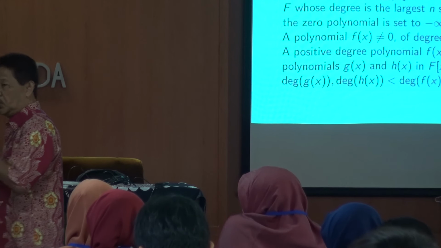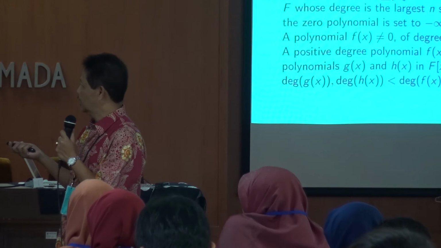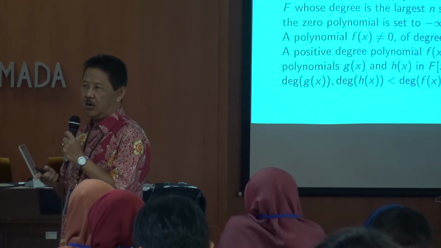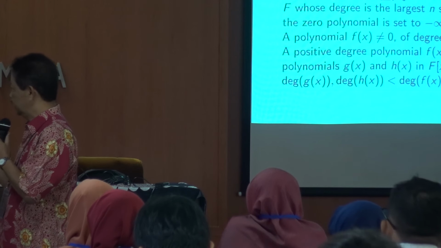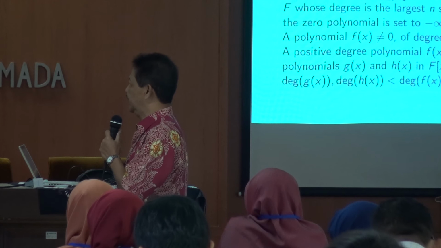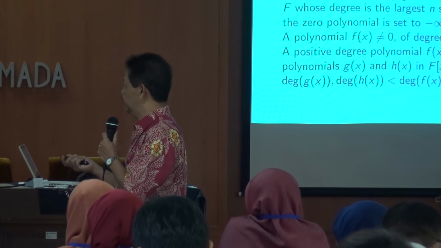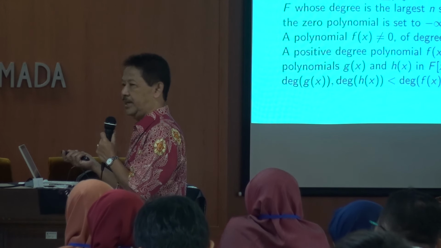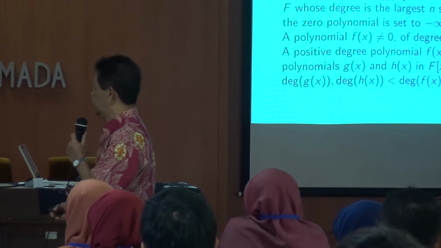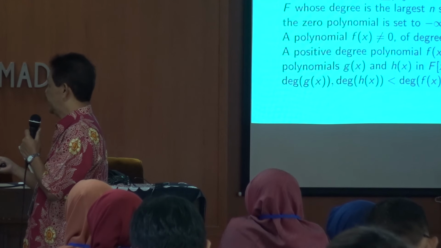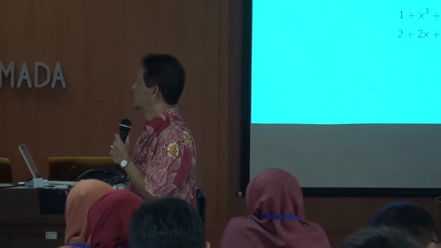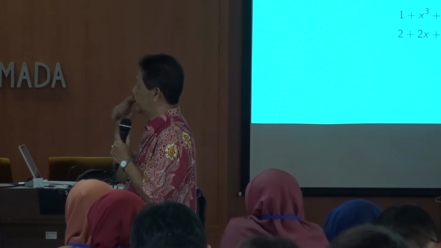A nonzero polynomial f(x) of degree n is called monic if the coefficient of x to the n is 1. A positive degree polynomial f(x) is reducible over F if there are polynomials g(x) and h(x) such that f(x) is g(x) times h(x). Otherwise, we call f(x) irreducible. This is the example.